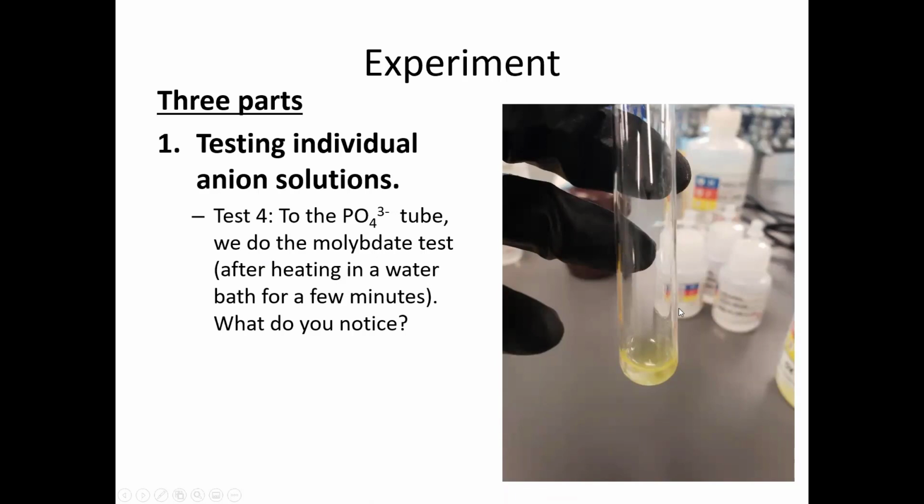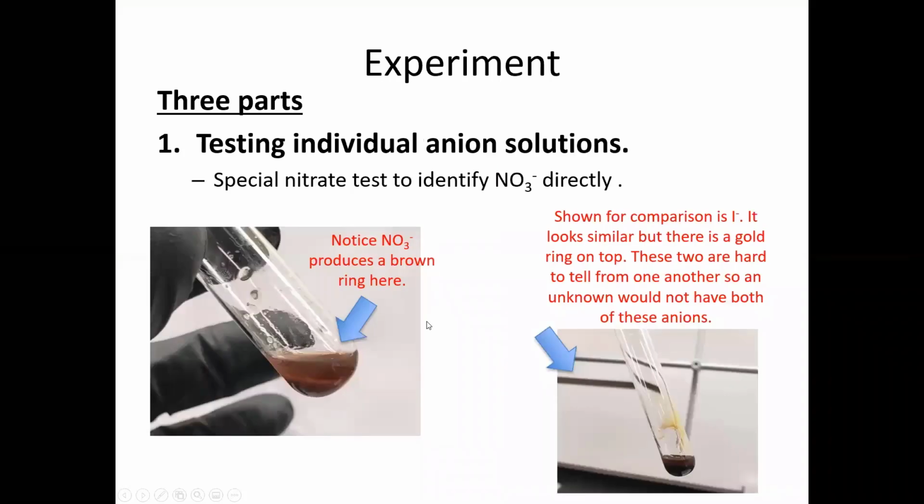In the phosphate test tube, the molybdate will show a light yellow color. That will tell you the phosphate is in there. And for the nitrate, you won't see that color. For nitrate, however, we have a different test. We have a special nitrate test that's also in your lab procedure. And in that test, you should see a brown ring forming in the test tube.